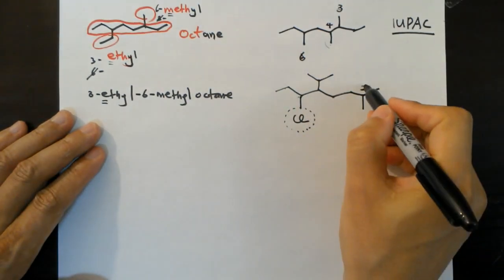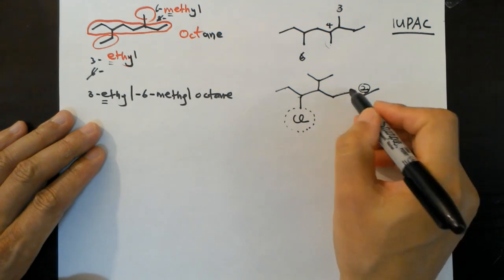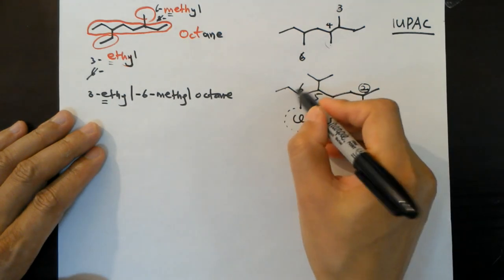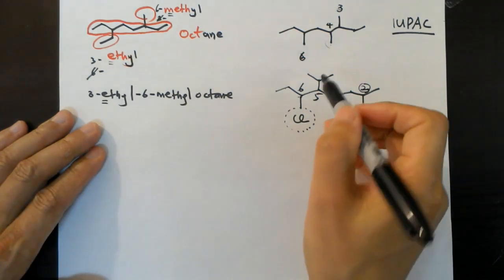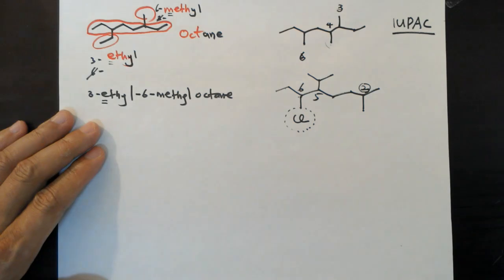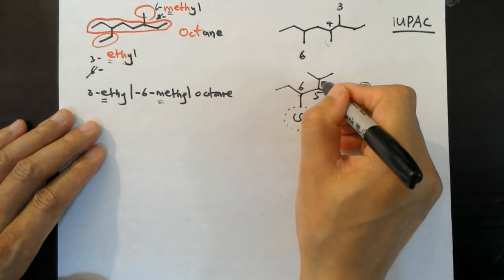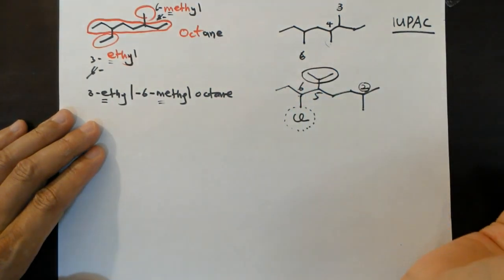You want to give the lowest possible number for the first side chain. So 2, 3, 4, 5, and 6. When you put the side chain names together, you go by alphabetical order. But you have one more issue here. How do you name this thing?